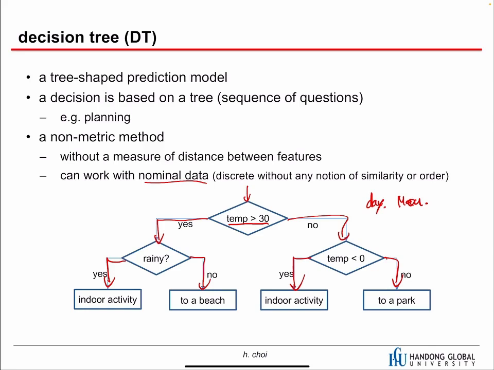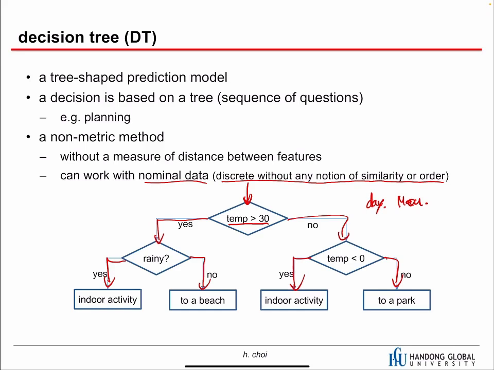So this kind of data is nominal data or categorical data. So it's discrete without any notion of similarity or order. Okay, so think about this tree, and we can ask something like, is it Monday? Then if it is yes, then we can take a left branch. Otherwise, we can take a right branch, something like that. So decision tree can be applied to this nominal data so easily without any problem.